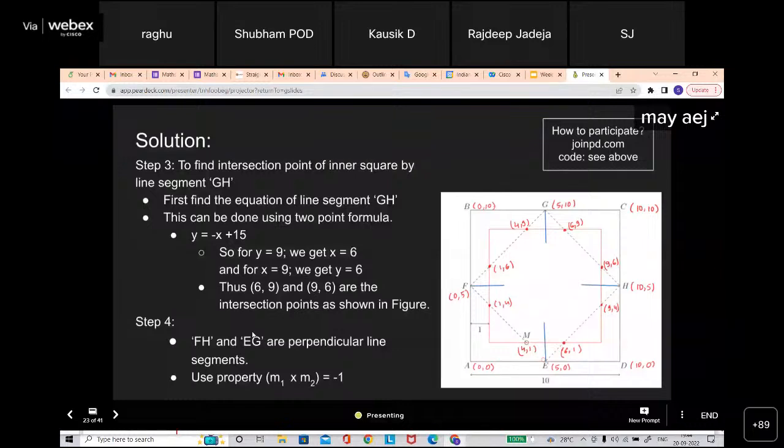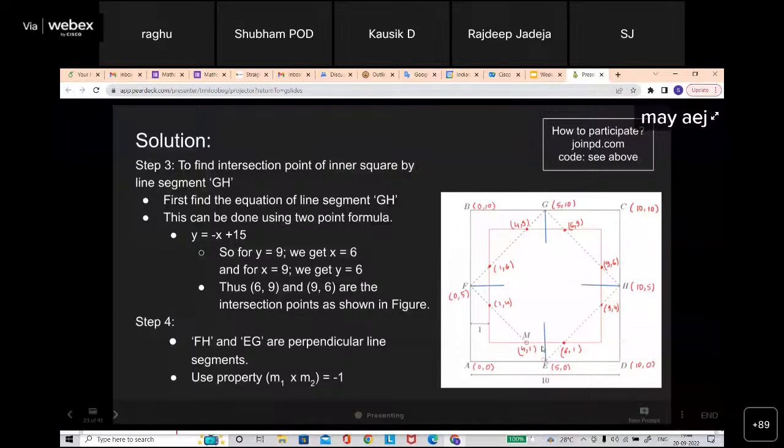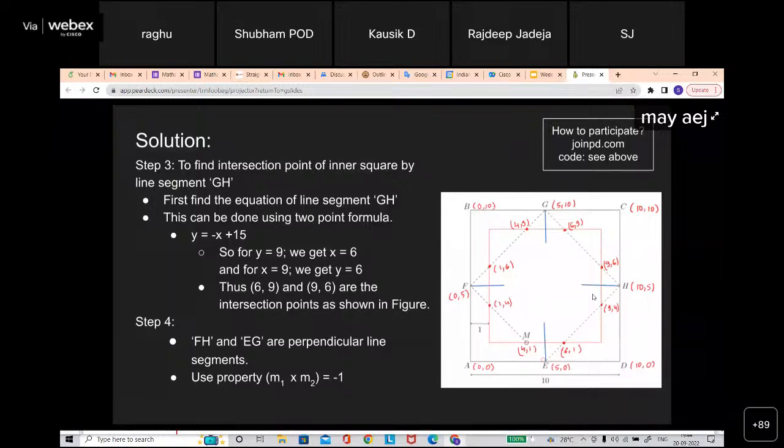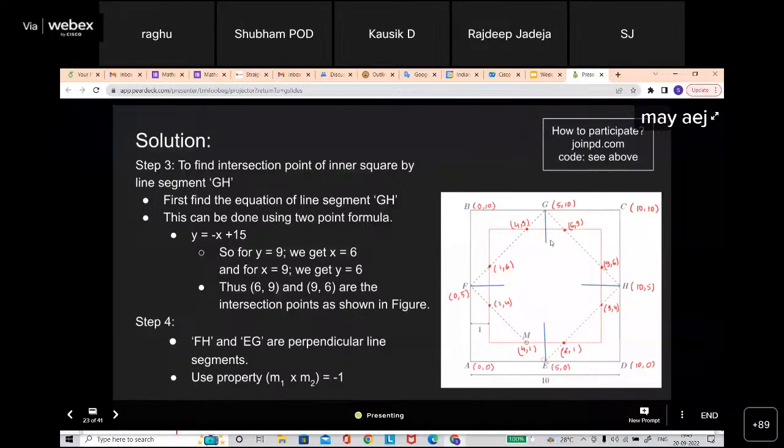Now, FH and GH are perpendicular line segments. How will you get that? You need to find the equation of this line and of this line, find the slopes, and multiply the slopes of these two lines. If you get minus 1, then they are perpendicular. And actually these are perpendicular because this is a square. Geometrically, without using the coordinate system, you can also say that using the square, because this is a square.